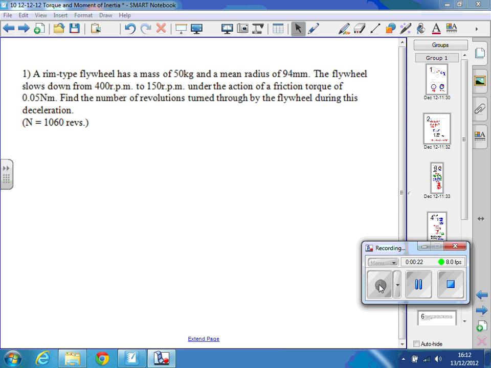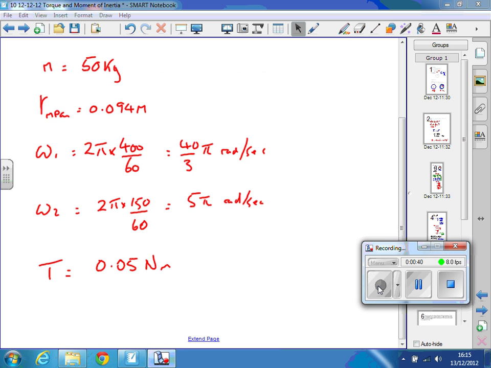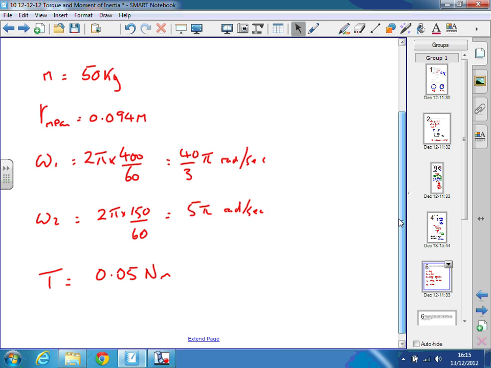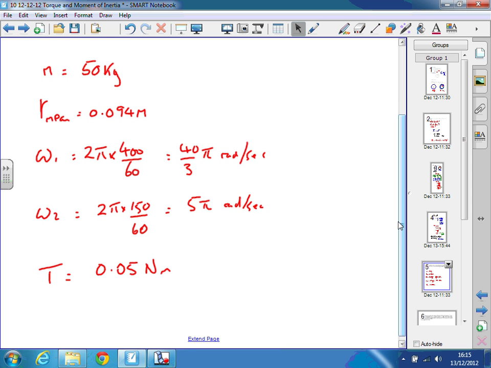So if in doubt, a good start point is to draw it and write down what we know in the units that are required. Okay, so that's a good opportunity to jot down everything now with the symbol that is used for it and check it's in the right units. Okay, so write down what we know. We know the mass is 50 kilograms. We know the mean radius is 0.094 meters, putting it in the appropriate unit.